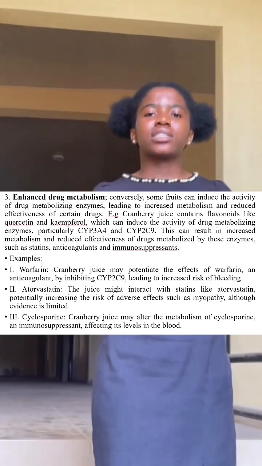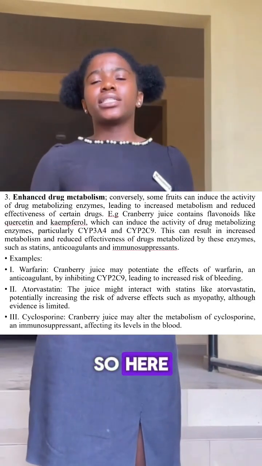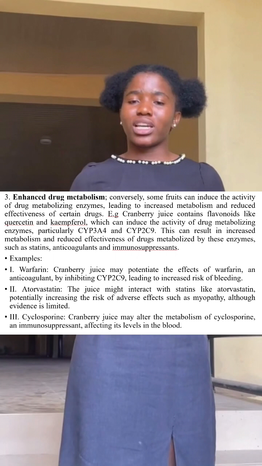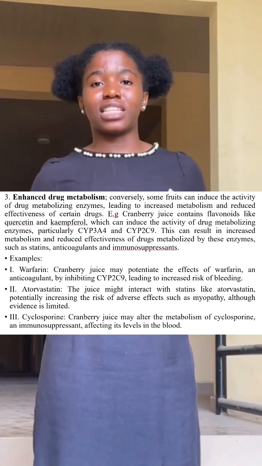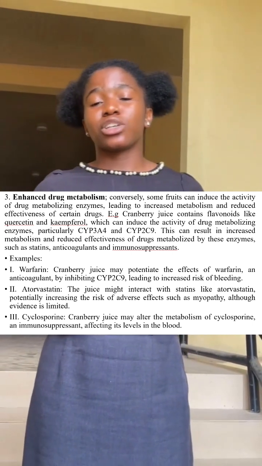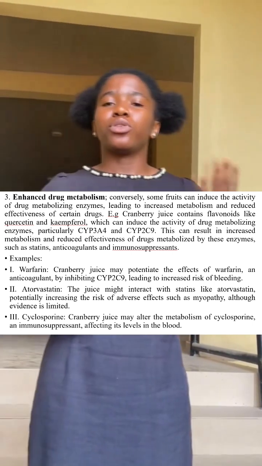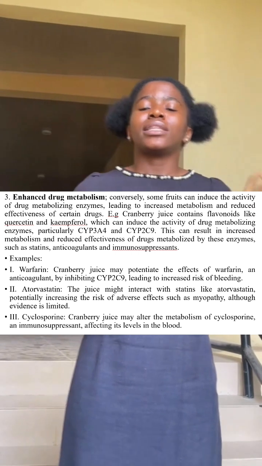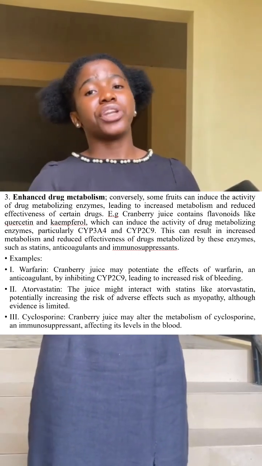I'll be continuing the previous talk on the mechanism of drug-fruit interaction. The next one is enhancement of drug metabolism. Here, certain foods interact with certain drugs and increase the action of metabolizing enzymes, thereby increasing the metabolism and affecting its efficacy. An example of such food is cranberry juice. Cranberry juice contains flavonoids such as quercetin and kaempferol that interact with certain drugs and increase the action of metabolizing enzymes. Examples of those enzymes are cytochrome 2C9 and cytochrome 3A4.